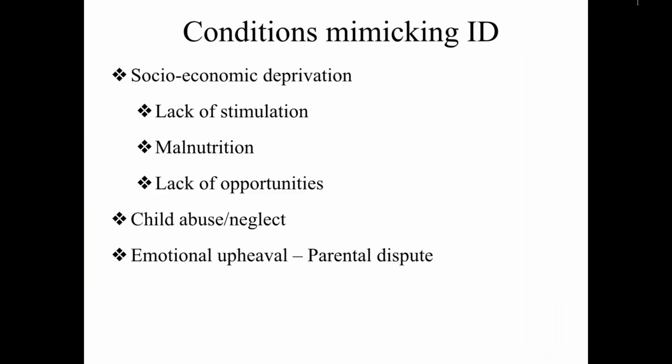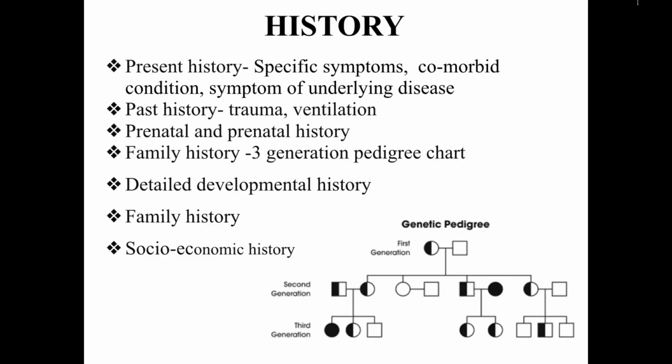Now, not everything which is associated with developmental delay is intellectual disability. Children who are coming from socioeconomically deprived families, because of lack of stimulation, malnutrition, exposure to lead, poor opportunities, may also have apparently delayed development. Similarly, child abuse or neglect, or parental dispute, or a child who is having depression may also present with developmental delay, and you must look for them apart from the actual intellectual disability as a cause.